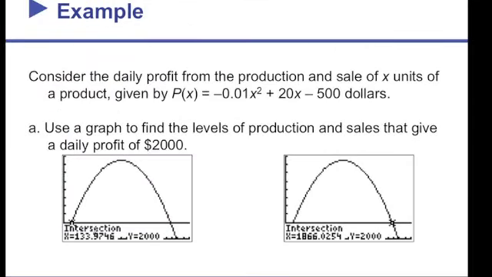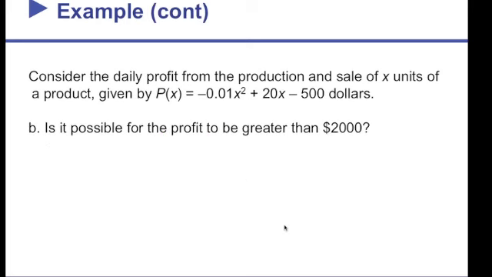We can see from our graphs that a production of 134 units or 1,866 units would give us a daily profit of $2,000. Is it possible for the profit to be higher than $2,000? Yes, since our maximum profit was $9,500.